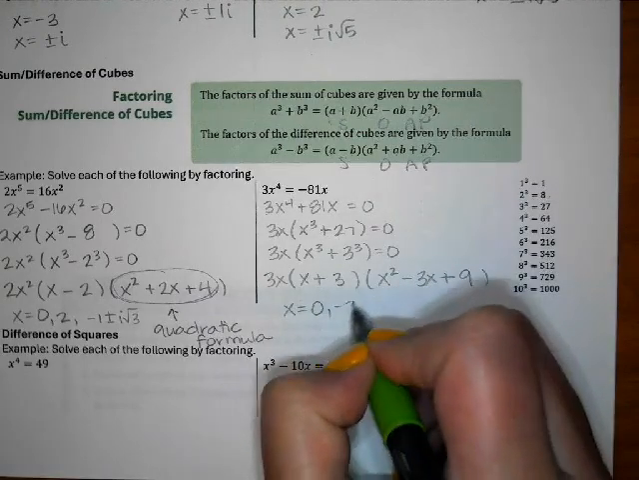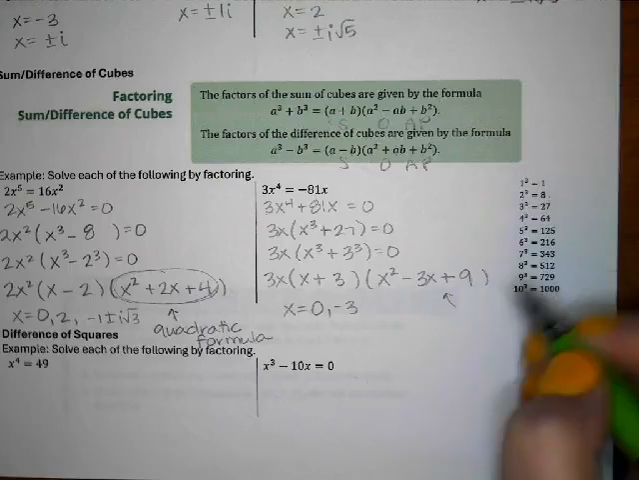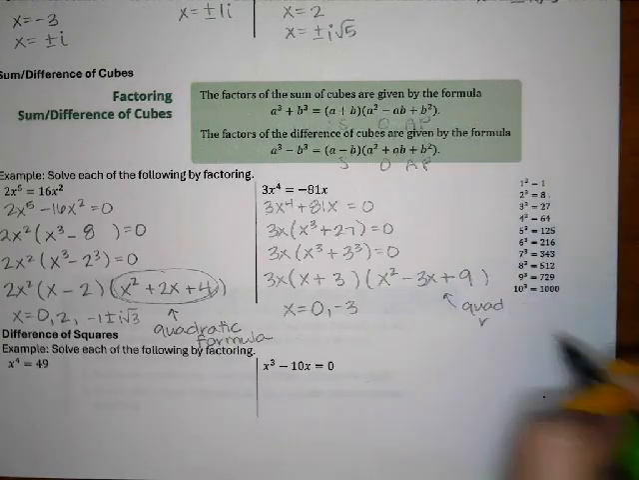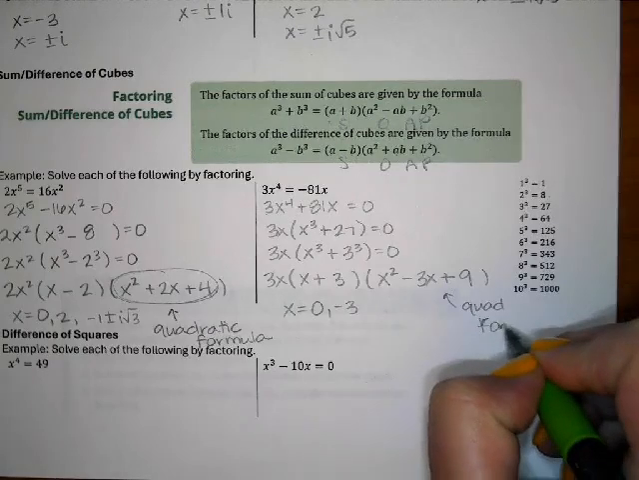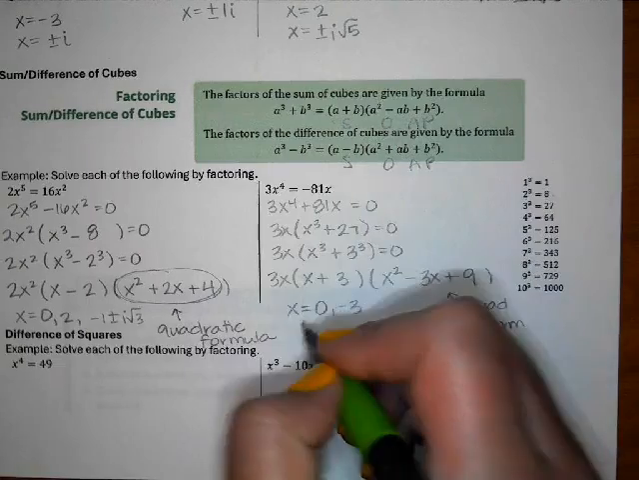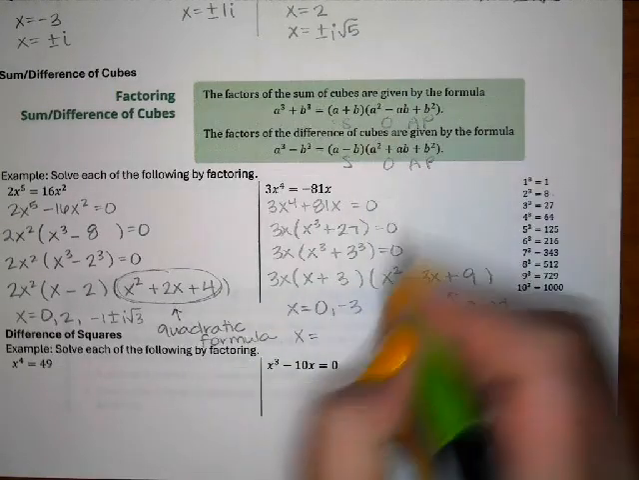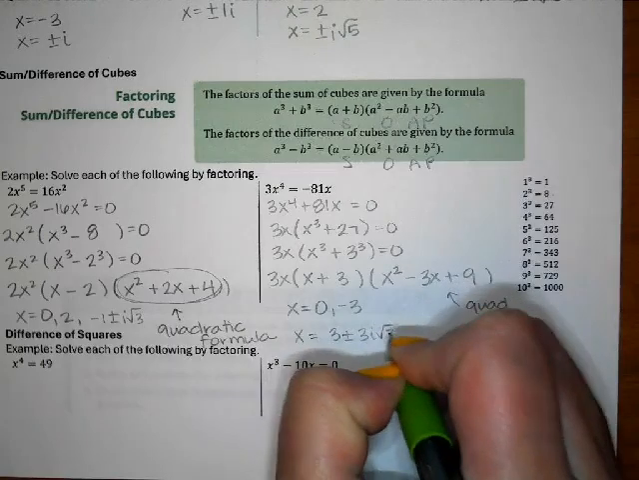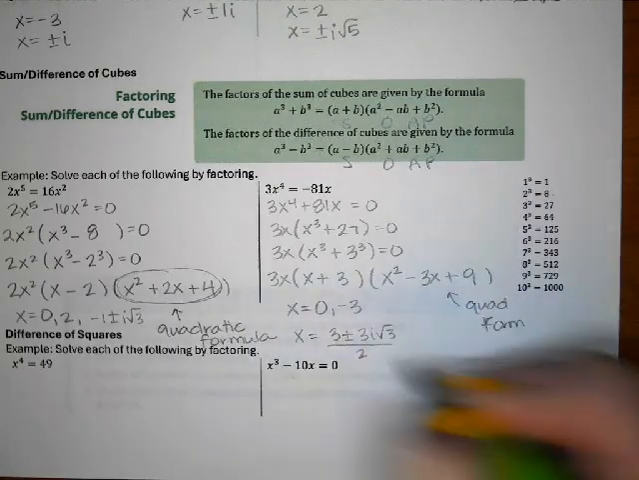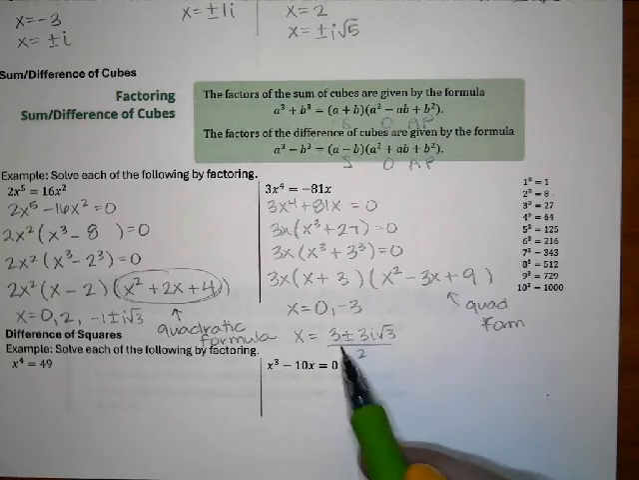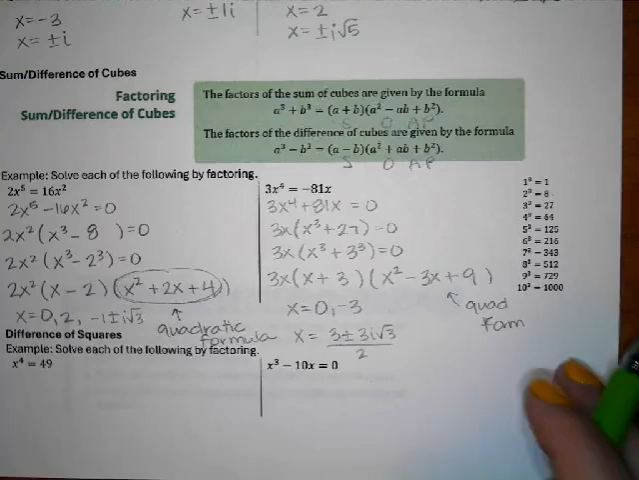So the first two solutions are 0 and -3. For the last solution, you would need to use the quadratic formula. So the two answers from the quadratic formula are 3 plus 3i root 3 over 2 and 3 minus 3i root 3 over 2. And again, from the quadratic formula.